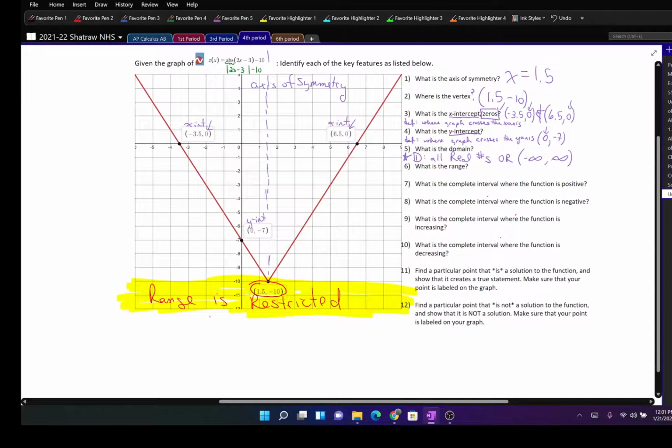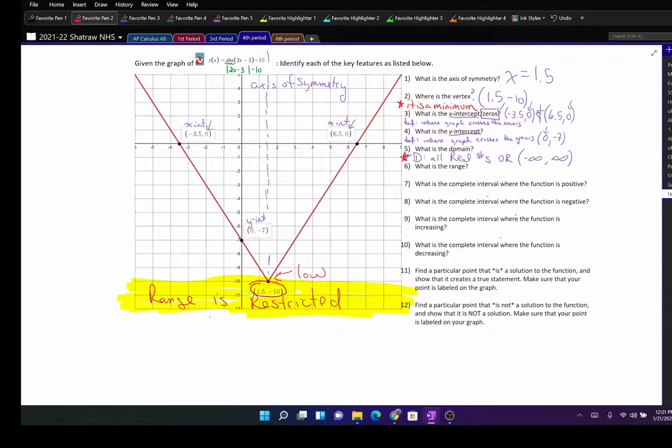And I'm sorry, but when I asked about the vertex, I meant to say it is a minimum. And so I'm adding that on as an extra credit question. So you've got number 5, which is a gimme. The answer will always be all real numbers. And you've also got this extra credit right here. If you can figure out that this is a low point, and you can write down that it's a low point, then you'll be all set. You're going to get that extra credit, and the other one, you're going to get it right. It's going to be great.